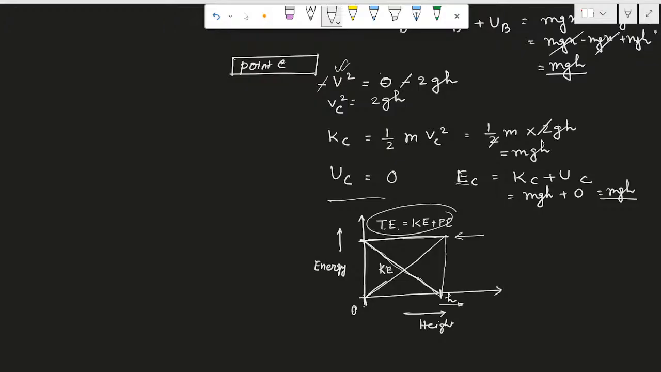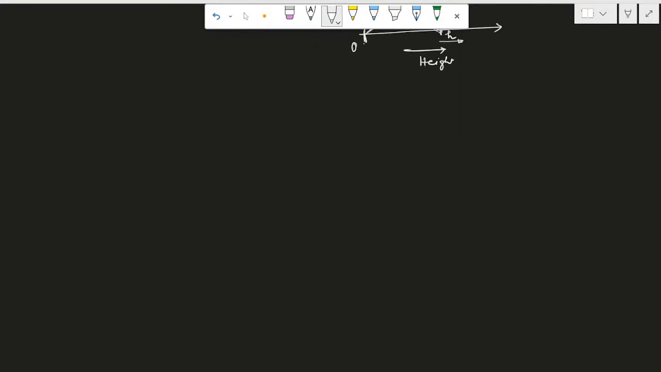Okay. Now let us consider some important numericals, which are related to the topics we have discussed today. First numerical, let me write it down. Write down the statement of the numerical.